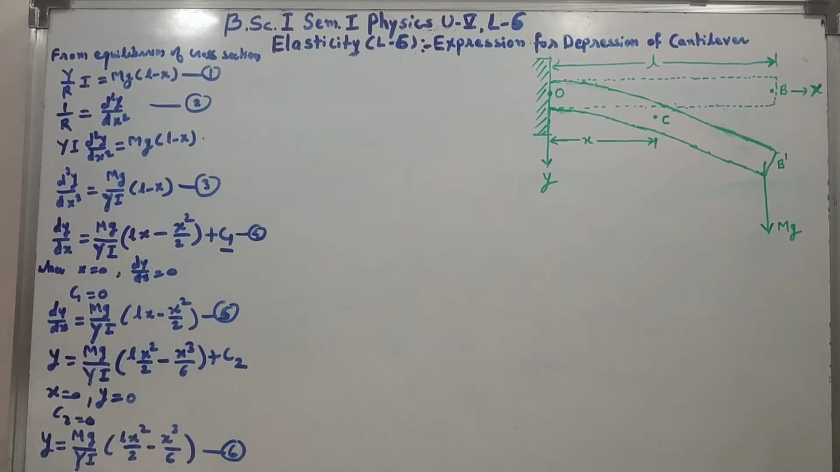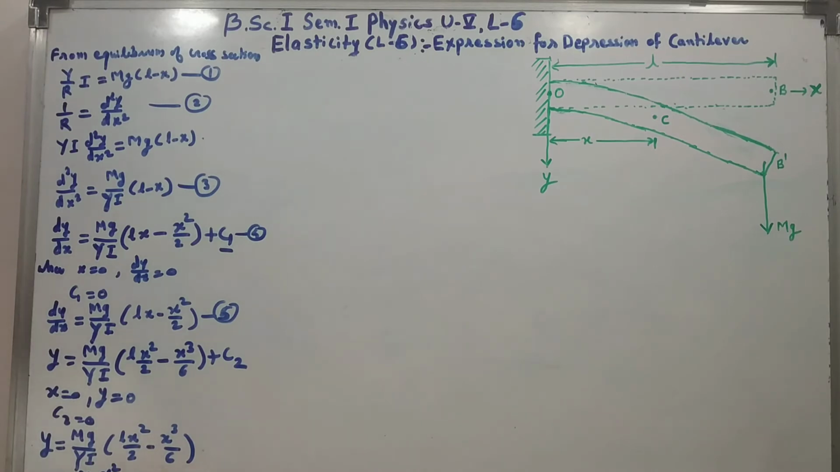Or if we take x square by 6 common from this equation, then we get mg x square upon 6 capital YI in bracket, and what will remain here is 3L minus x. This is equation number 6.